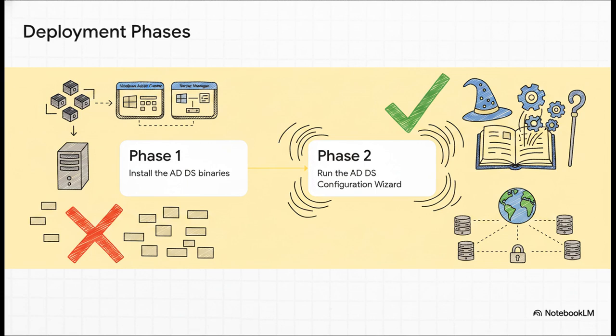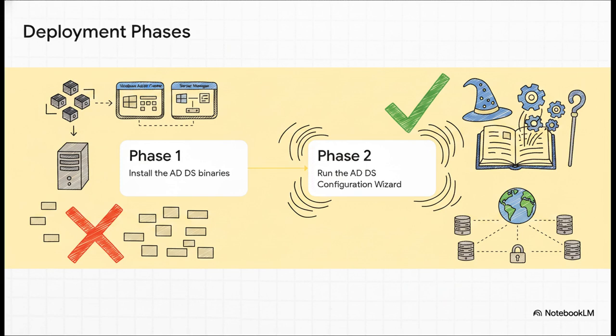Phase 1 is straightforward. You're simply installing the binaries, the core files that implement the domain controller role. You can do this through Windows Admin Center or your familiar Server Manager interface. But it is vital to understand that at the end of this initial step, you only have the Active Directory Domain Services, ADDS, files sitting on the server. The server is not actually functioning as a domain controller quite yet.